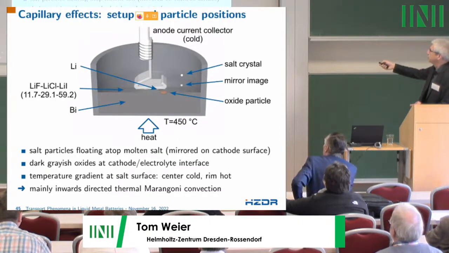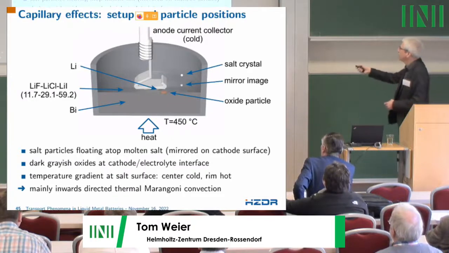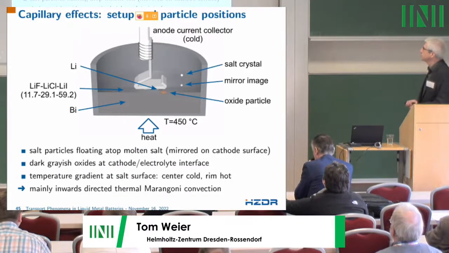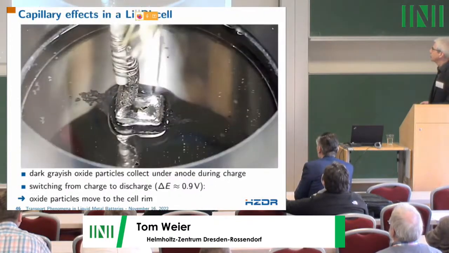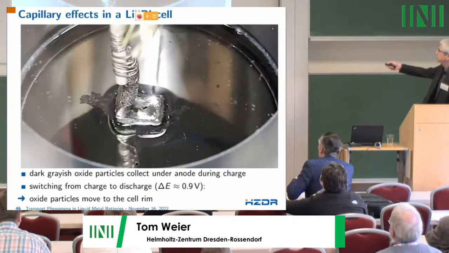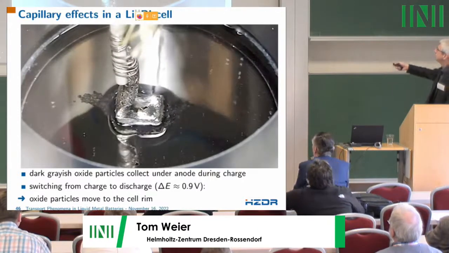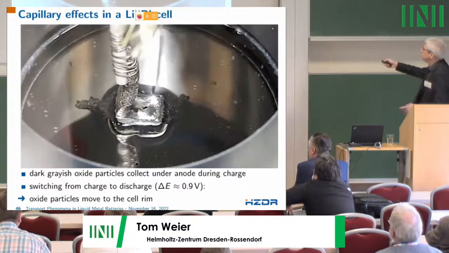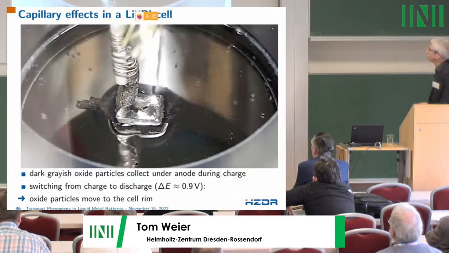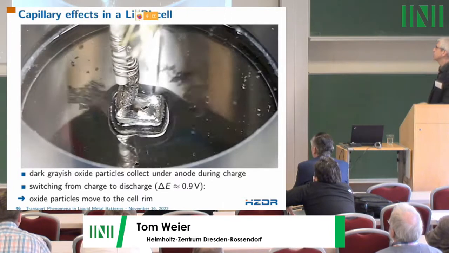It's on top of the electrolyte. Whereas there are oxide particles, and these oxide particles sit on top of the cathode surface, and they are not mirrored. So what we see here is the oxides stick to the middle, and the salt particles move inward, outward, probably driven by thermal Marangoni convection.